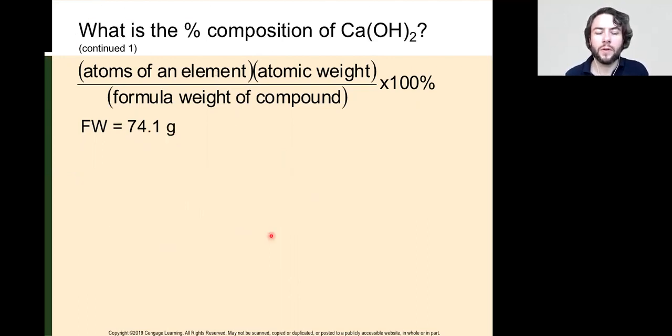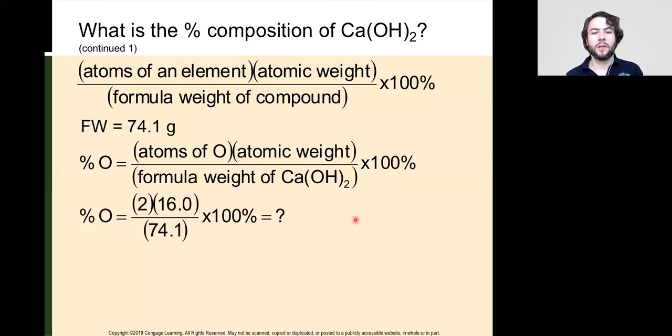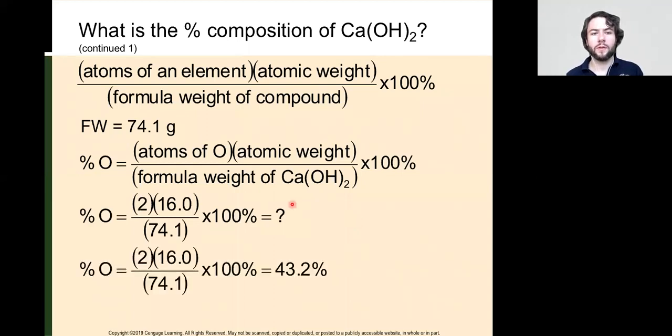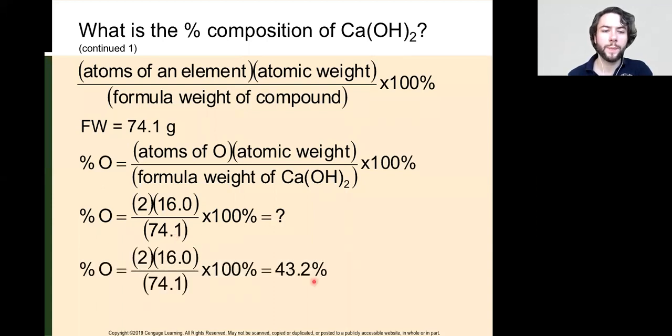All right, so percentage of oxygen, so atoms of oxygen times atomic weight over the formula weight of calcium hydroxide times 100%. So it's the same as the calcium one before. So we fill in, we got 2 oxygen atoms, atomic weight is 16, formula weight of calcium hydroxide is the same, still 74.1. So it's 2 times 16 over 74.1 times 100%, which will give us a value of 43.2%.